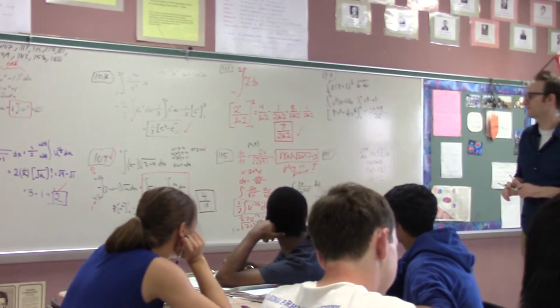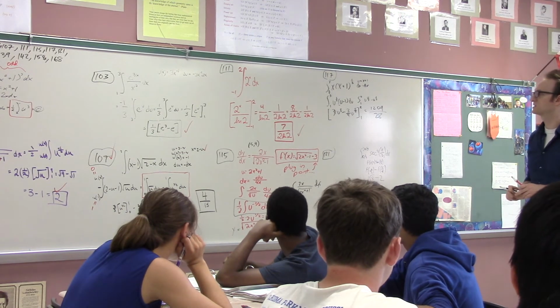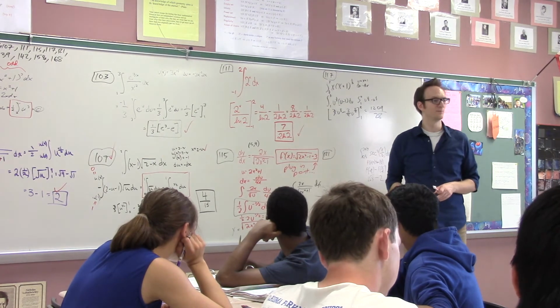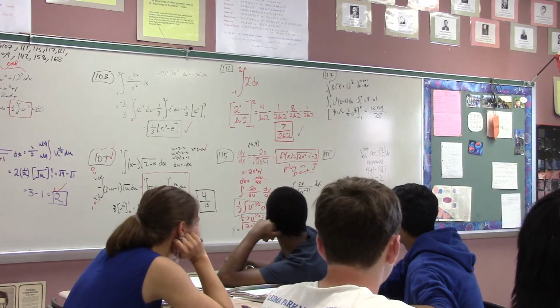Plugging in 5 yields 7, but if it's supposed to yield 4, then C must be -3. Follow? This is like the worst go-to homework ever. All right, let's go a little faster.